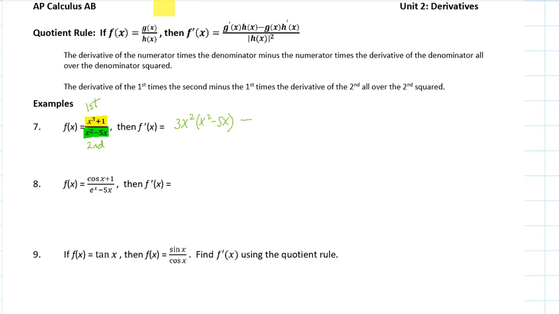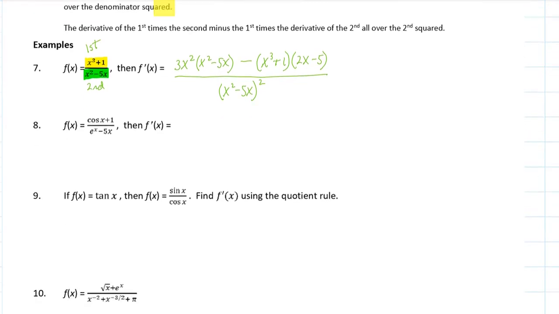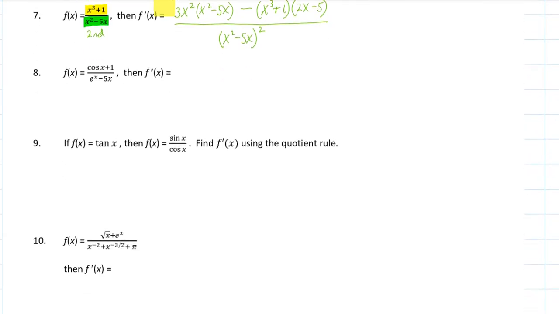The only difference is we're going to subtract, and then we're going to have the top, the first, x cubed plus 1, times the derivative of the second, that's going to be 2x minus 5, all over the second one, the denominator, x squared minus 5x, and we're going to square the bottom. And we're going to leave it for now. All we're doing is practicing how to find this. Next one. I would suggest maybe trying to turn off the video again. There are some tricky ones in here, but I think you can do it.